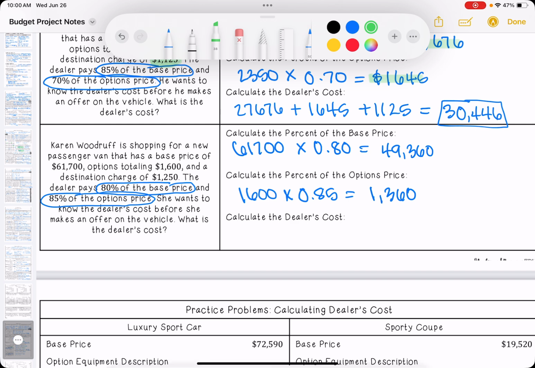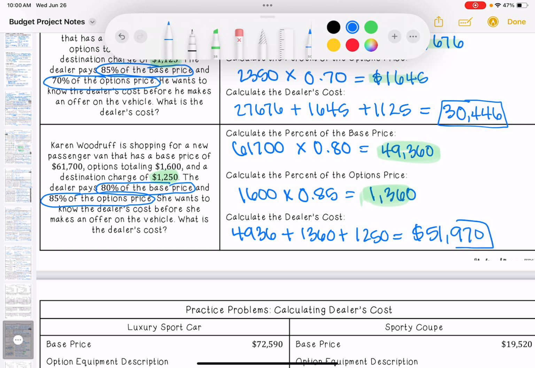Now for our dealer's cost, I take those two numbers and the destination charge of $1,250, and I'm going to add them together. And when I do that, I get $51,970. So that's the dealer's cost of the van. All right, so that ends the notes on dealer's cost.